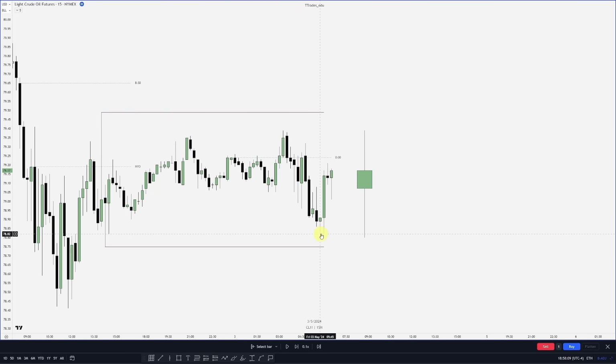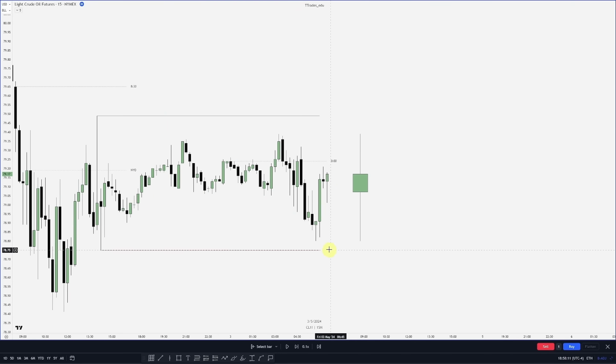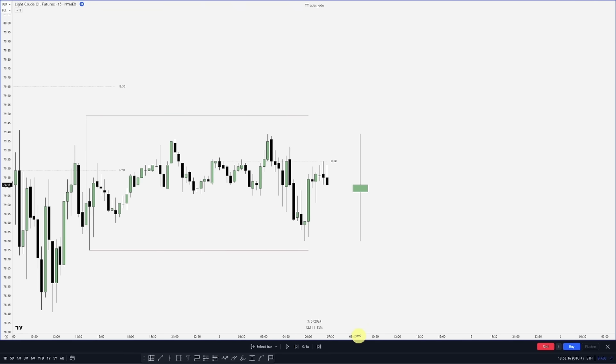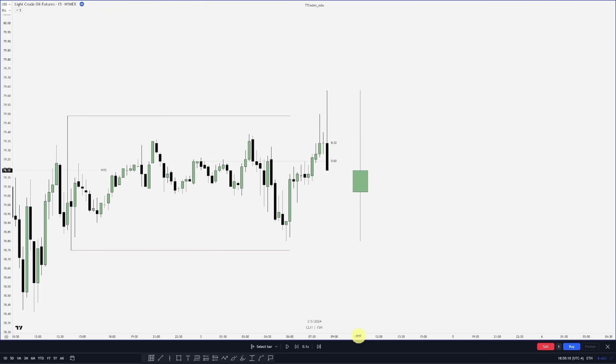Here you can see we are making a failure swing. So let's see what happens as we enter 8:30 or 9:30, those important time levels. So here at 8:30, we sweep this side of the range, right? And we also sweep this high here.